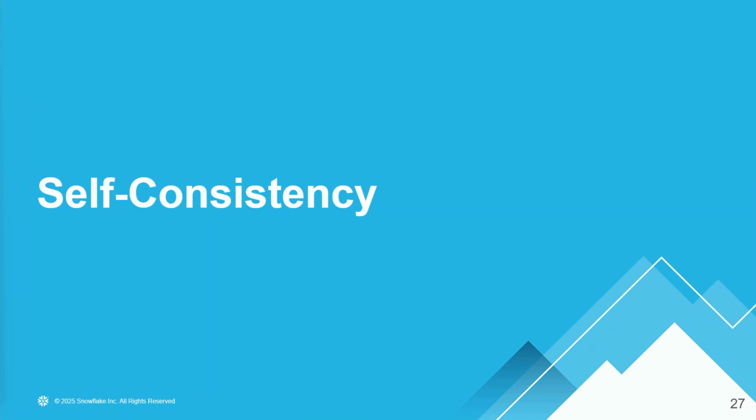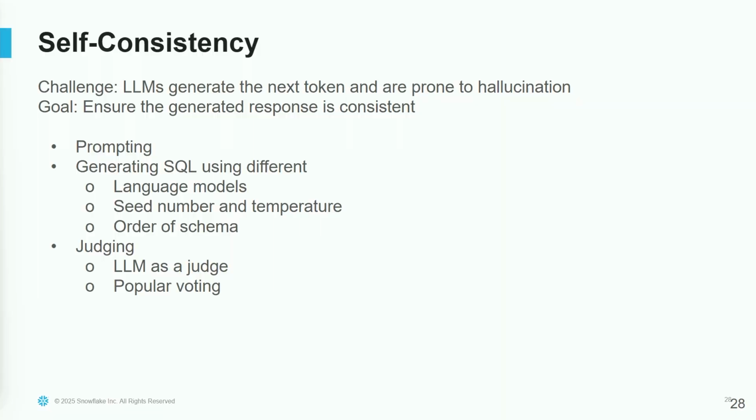Next step is, now we have a trimmed version of the database schema, and we have the question. So it is now time to generate the final query that we need for a given question. The main problem with all these language models is they just predict the next token. Based on the context you provided, they generate the next token, and they're all prone to hallucination.